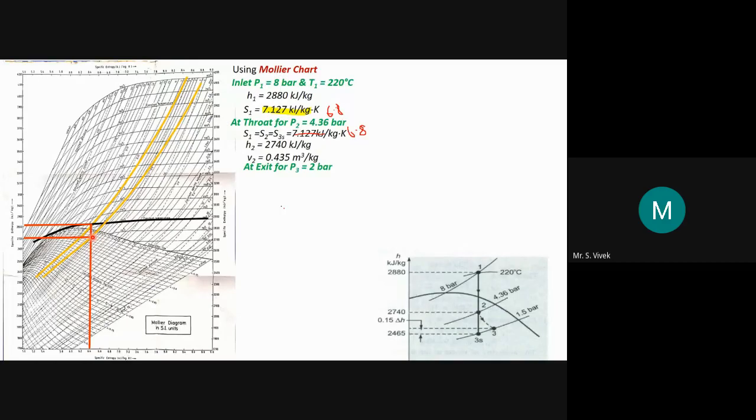Correct? Okay, sir. Okay. Now exit condition, pressure is 2 bar. So this yellow line, I'm getting this. If I travel in the downward direction, it will cut the vertical line over here. From this intersection point, if you move towards your left, you can get the enthalpy value. What is the enthalpy value we are getting? 2640.